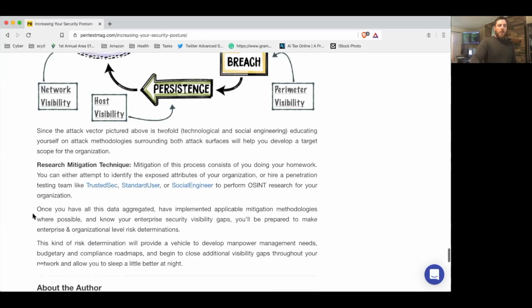So again, research mitigation techniques. Actually understand what different types of processes can be performed and elements can be implemented to help alleviate some of that pressure for you.